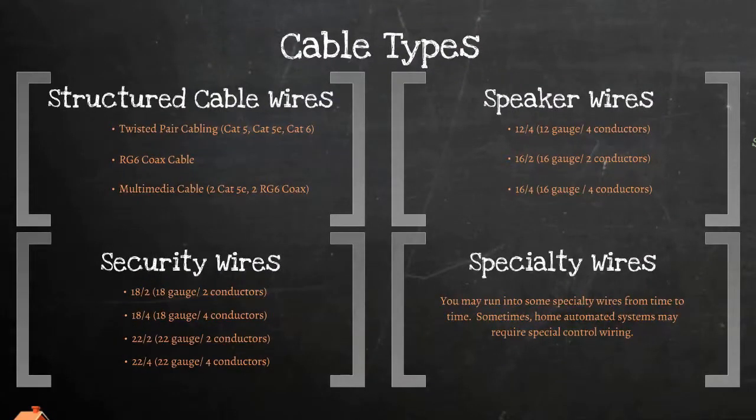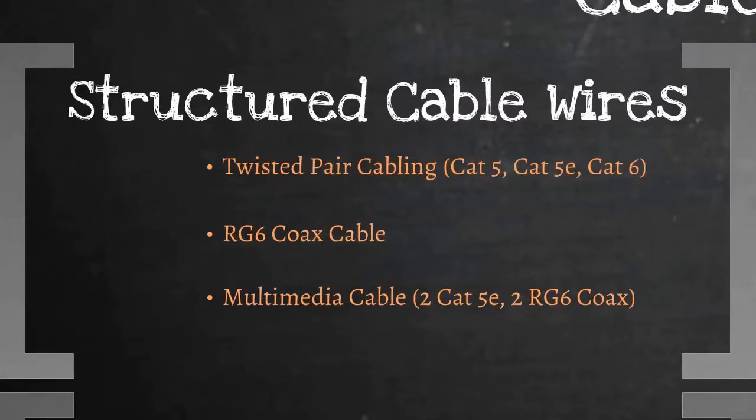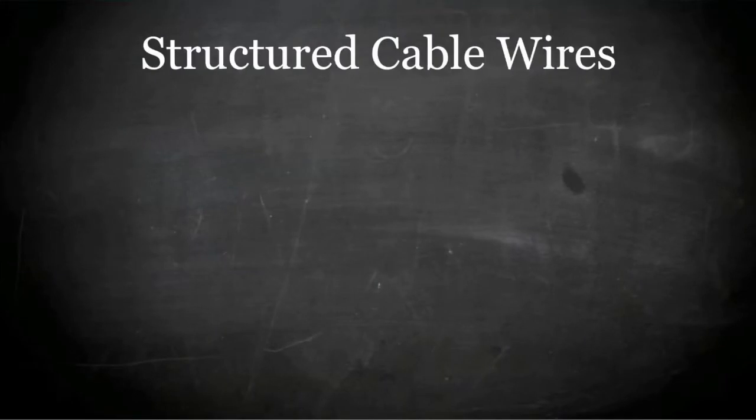We've divided the types of cables into 4 different categories: structured cable wires, speaker wires, security wires, and specialty wires. At Livewire, the types of structured cable wires you'll use are twisted pair cabling, which includes Cat5, Cat5e, and Cat6 cables, RJ45 coax cable, and multimedia cable. Let's take a look at each type of structured cable wire.